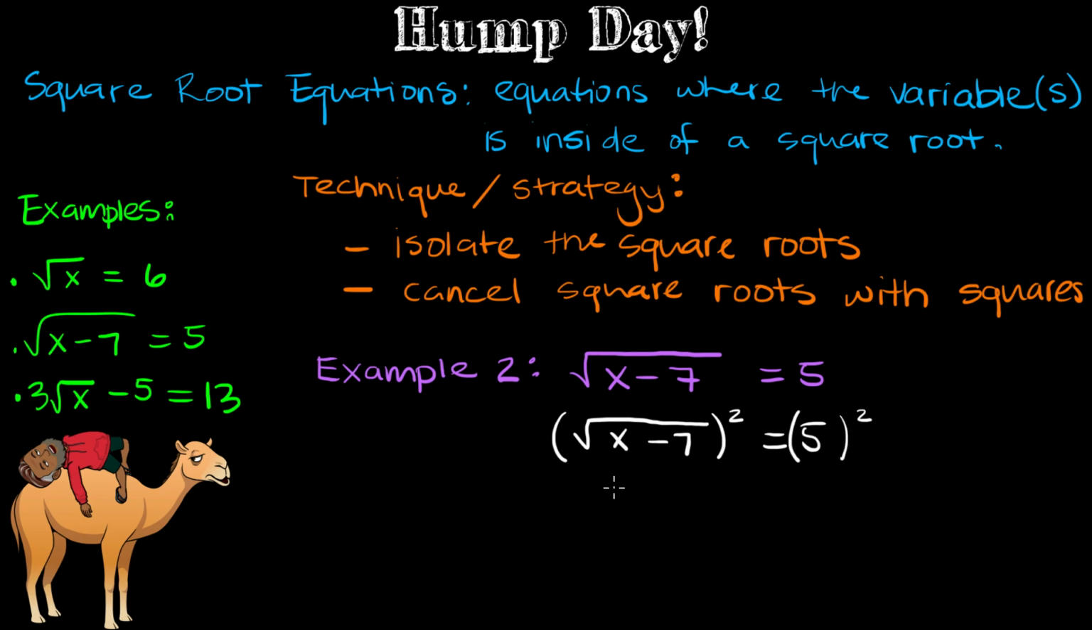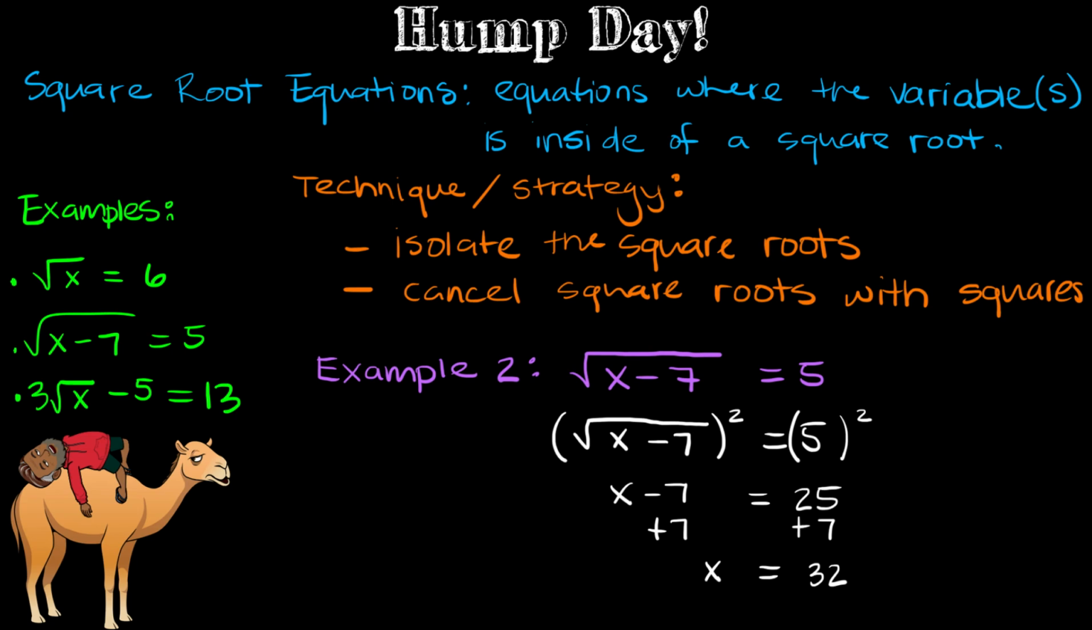The square and the square root cancel, leaving us with just x minus 7 is equal to, and since there's no square root to cancel on the right, I have to actually square it, which will give us 25. 5 times 5 is 25. And now this is a traditional linear equation. All we're going to do is add the 7 to both sides to isolate the variable, and we have x equals 32. And this right here is our second example.